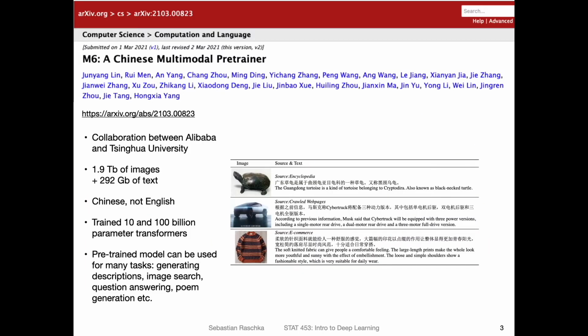Yeah, so here's a slightly larger project. I already wanted to cover it like one week ago, but the episode was already too long, so I moved it into this week's episode. But I think that is something worth talking about. So this is a really large model. It's called M6, a Chinese multimodal pre-trainer. And this was a collaboration between Alibaba and Tsinghua University.